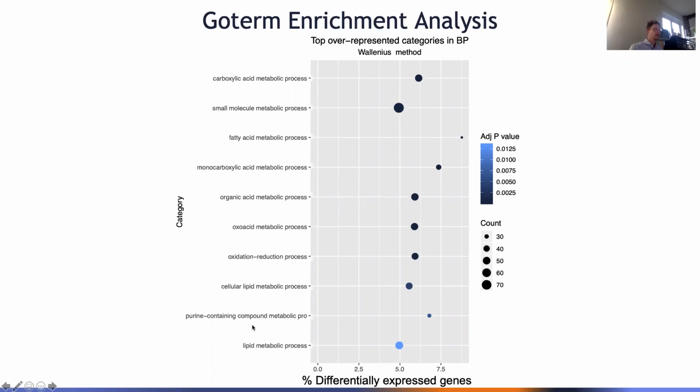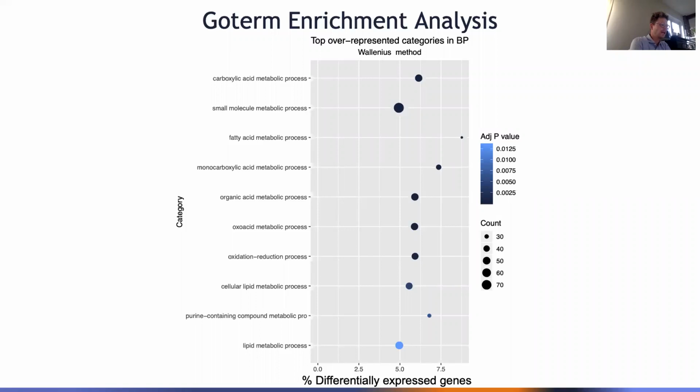And what you see here is the percentage of genes that were differentially expressed in our data set that belonged to this specific GO term. The higher the dot, the more significant it is. Also, the darker the plot, the more significant the enrichment of this pathway is in our data set. And again, the thicker the dot, the more counts we have in this data set.